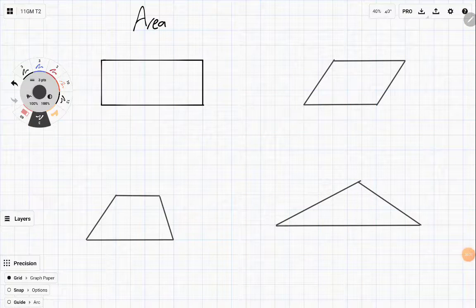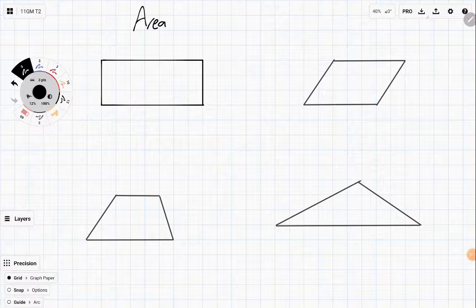Alrighty, let's talk area, and let's talk area of rectangular and rectangular-like shapes. So we're going to be looking at rectangles, parallelograms, trapeziums, and triangles. So everything is a rectangle. Let me prove it to you.